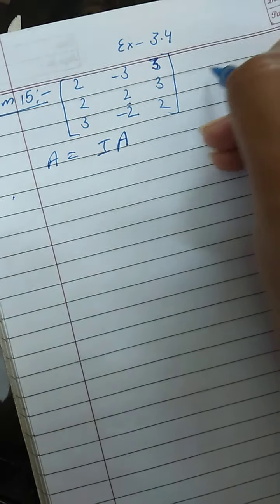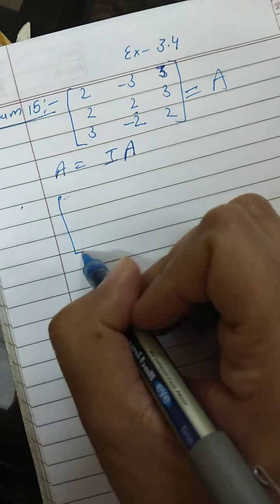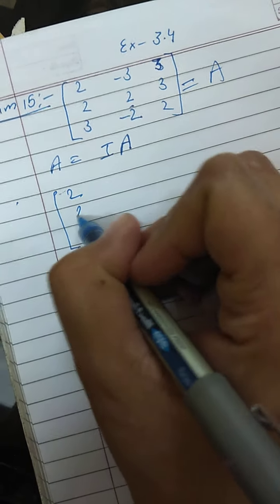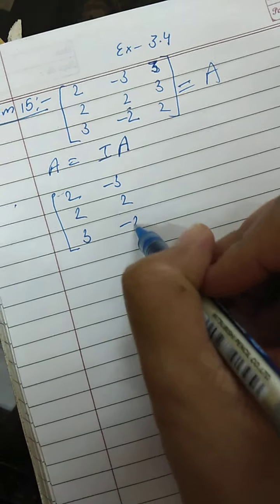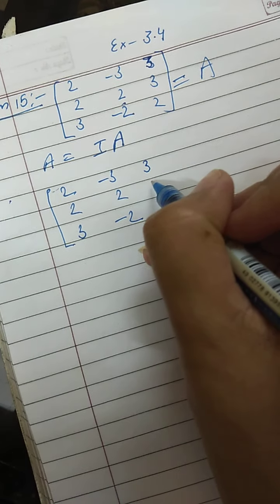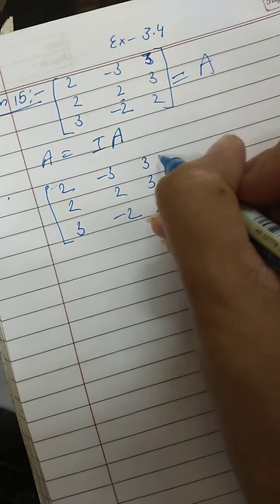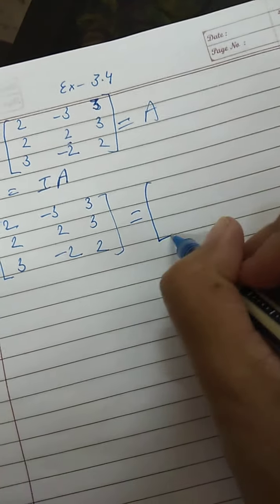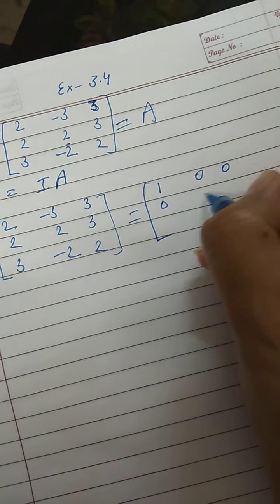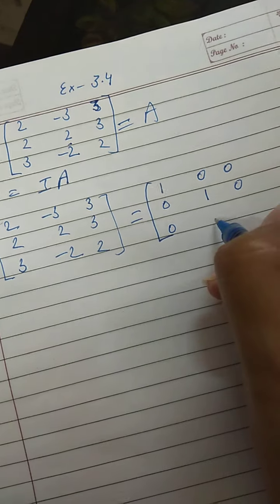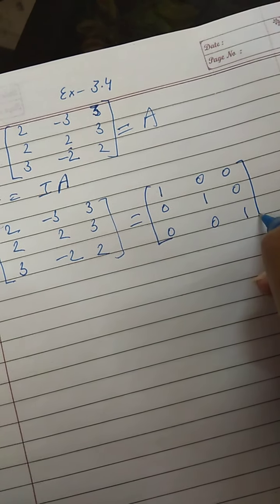So the A matrix, we will take this as the A matrix and here we will write down the given matrix A. It is 2, 2 and 3, minus 3, 2 and minus 2, and here 3, 3 and 2, and on the right hand side we will be writing the identity matrix of the same order. Same order means the identity matrix also will be of order 3 by 3, right? A here we will write down as such.